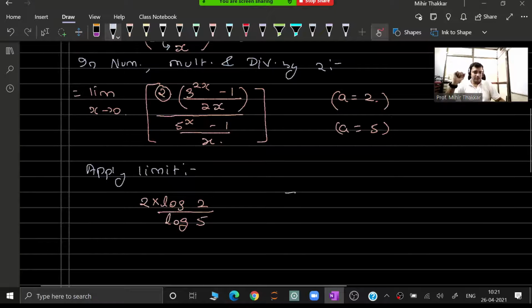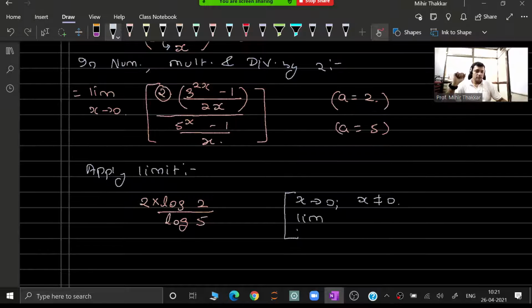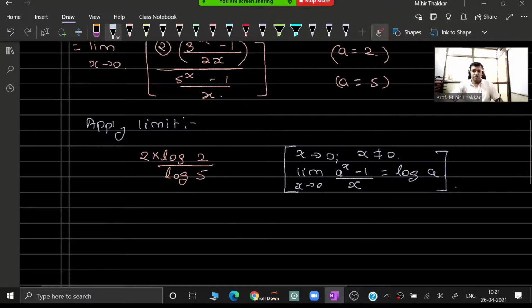And as I told you, when you are substituting the limit, you need to write the reason. X tends to 0, x is not equal to 0, limit as x tends to 0. Always write the formula for understanding, guys. It's very important. Though if you are having an MCQ paper and nobody is going to check your papers, but writing the formula is a good habit to remember where you are applying which formula. That's why. So your final answer should come out to be log of 2 square divided by 5.